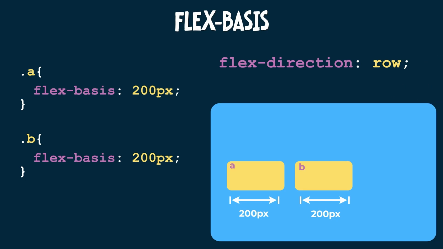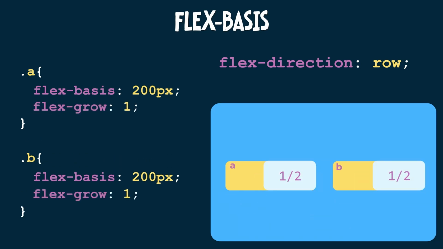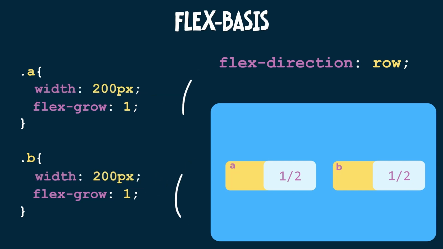For example, we can set both of our child elements to have a flex basis of 200 pixels, which will be their initial width. If we were to give it a flex grow value of 1 each, and if the parent container expands past 400 pixels, then the extra space will be distributed equally among both of the child elements. This is extremely similar to just setting the width using the width property within each of our child elements here.